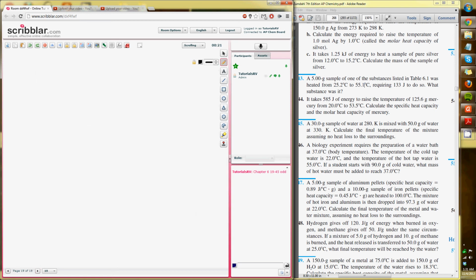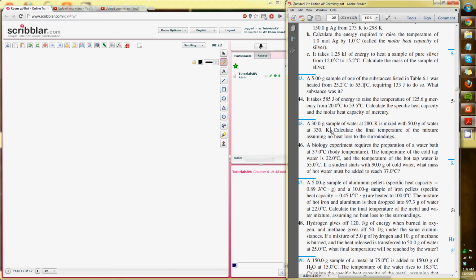Number 45. This was probably the hardest problem in the problem set. I think you should have learned this from chemistry last year if you're a junior, and if you're a senior, maybe you learned it 2 years ago. I barely remember this.